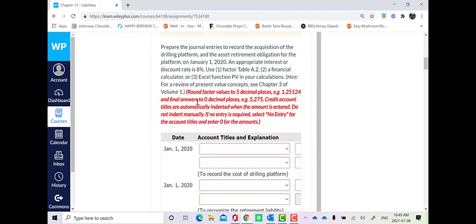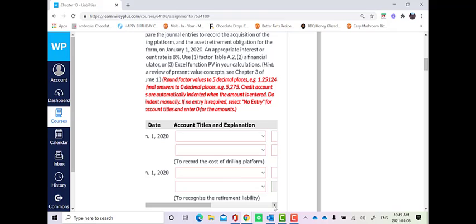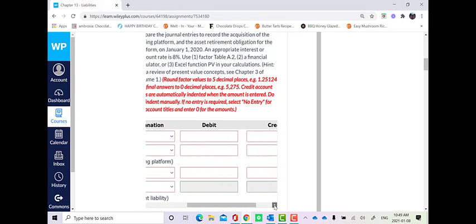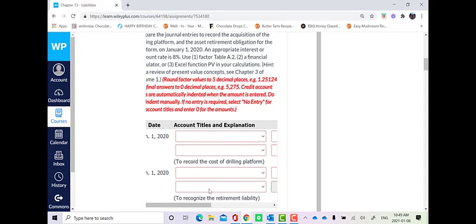So I actually made sure that was the right answer and tried it. So in my case, it was 360,000. So calculate the present value, take it times 70%, or if you have a different percentage in your question, and that's going to be your credit to ARO, and it will be a debit to the drilling platform. So that's the first part.